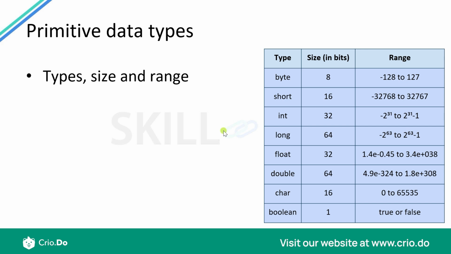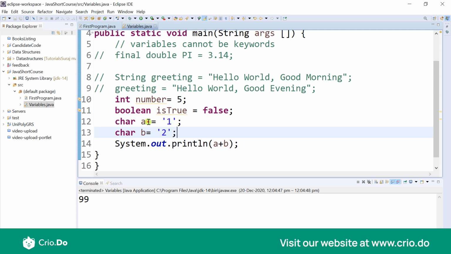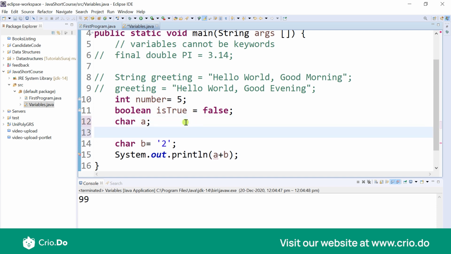We saw the types, the size, and the ranges. We saw how we could declare a variable and how we could initialize a variable to a particular value. What we saw here is that this part is declaring the variable, and this part is initializing it to this value. We could have taken this out and done it separately, and this is the declaration part in which we are declaring the variable.